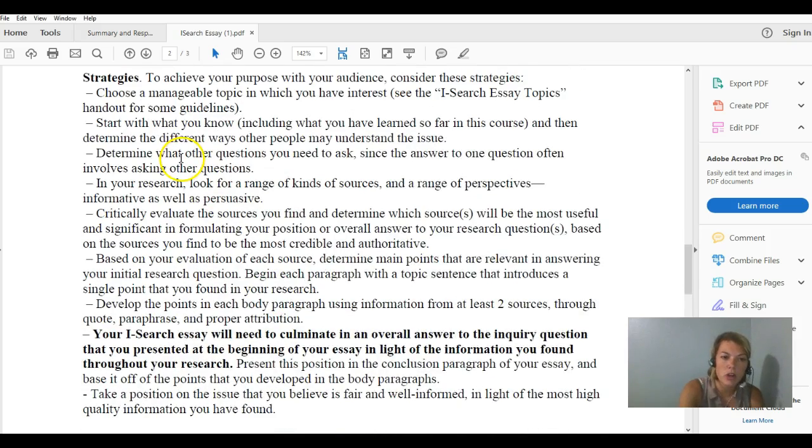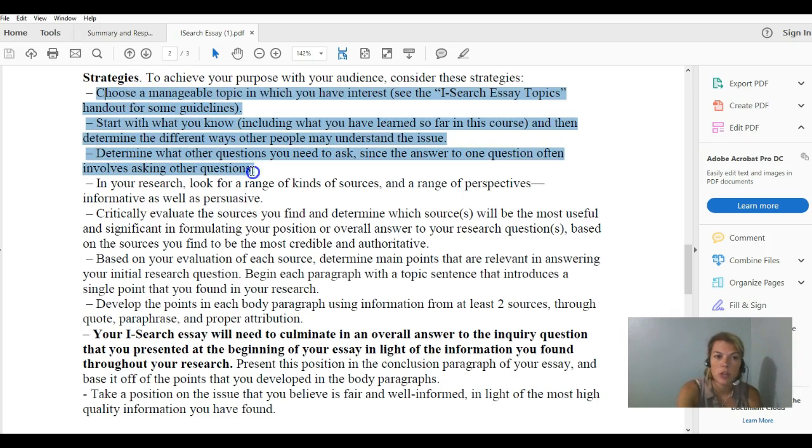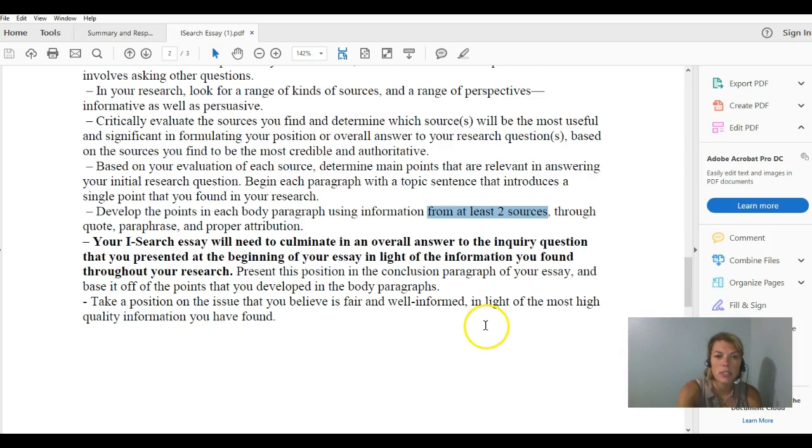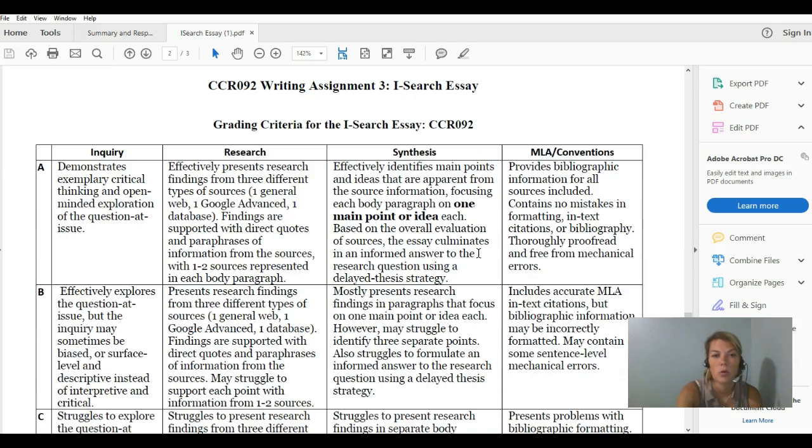And again, the strategies always line up in chronological order with everything I just showed you in the steps. So some of this you've already done just by choosing your topic and beginning your research. I'm asking you to find different kinds of sources and you are evaluating them. That's the analysis of the credibility, the CRAP criteria, and that kind of thing that I was just talking about. You're determining those main points for your body paragraphs, bringing in information from at least two sources, answering your research question in the conclusion with a position that you think is fair and well informed. And again, just going back to that open-minded inquiry process the whole way through.